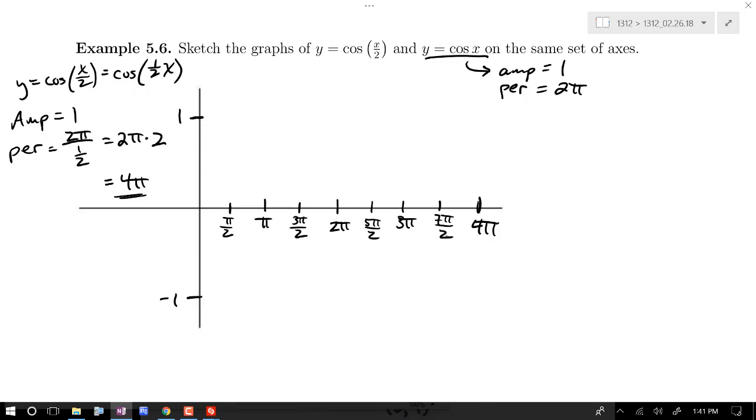All right, so let's graph the regular old cosine x first. Where does cosine start? Up at 1, yeah, at the crest. And so then at pi over 2, it's at 0. Then at pi, we're at -1. At 3 pi over 2, we're at 0 again. And at 2 pi, we're at 1. So there's our cosine of x.